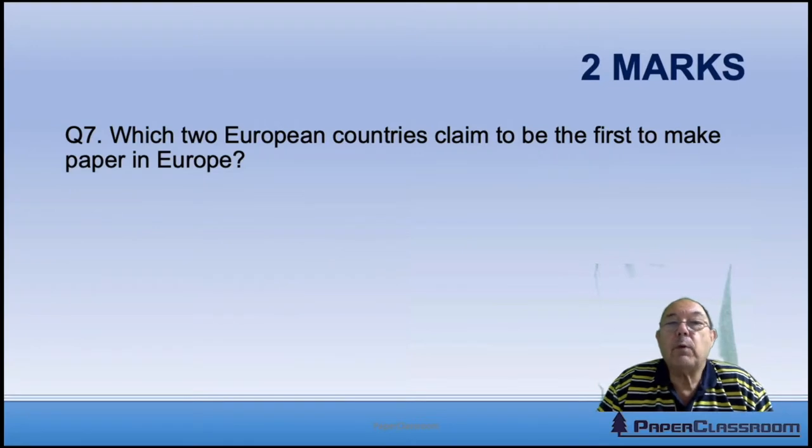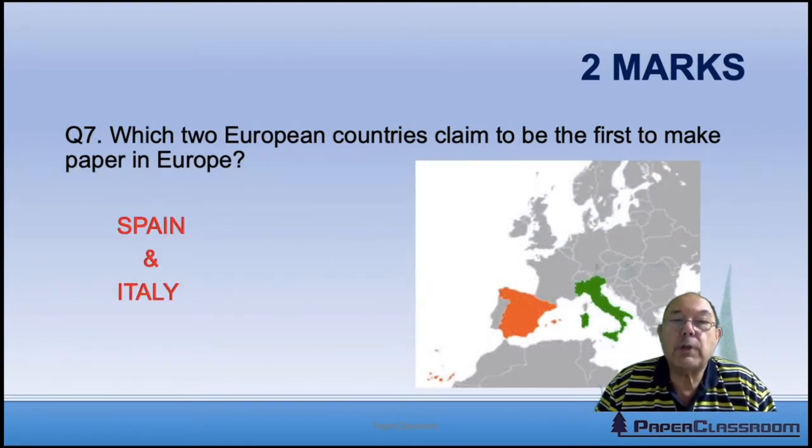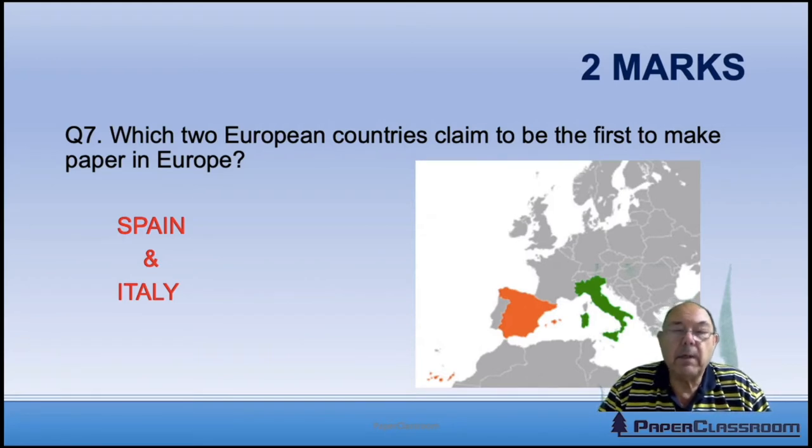Question 7. Which 2 European countries claimed to be the first to make paper in Europe? It was Spain and Italy. And on the balance of probability, people believe it was probably Spain.